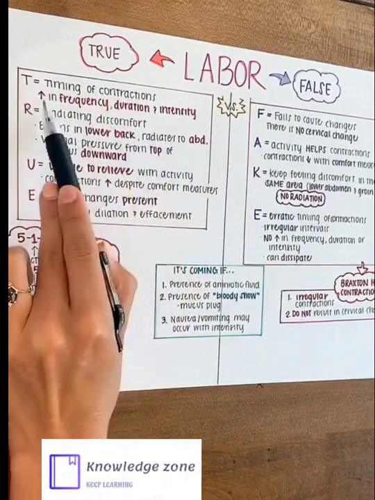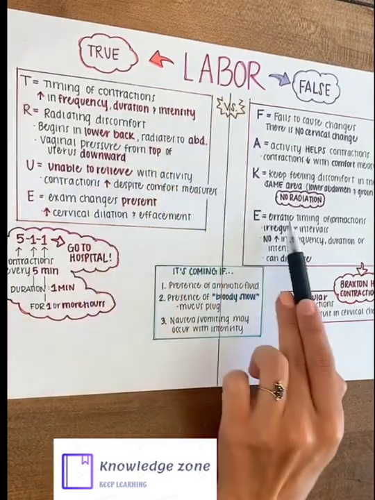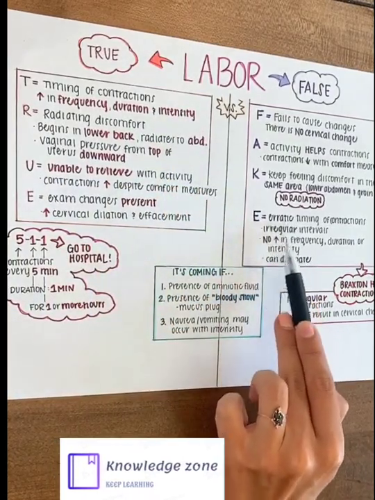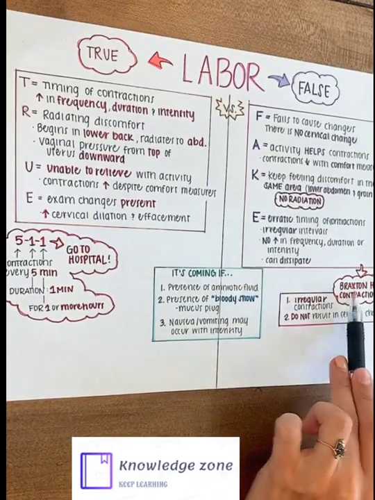T is for timing of contractions that increase in frequency, duration, and intensity. Keyword here is increase. In false labor, we have erratic timing of contractions. They don't increase and can be called Braxton-Hicks contractions.